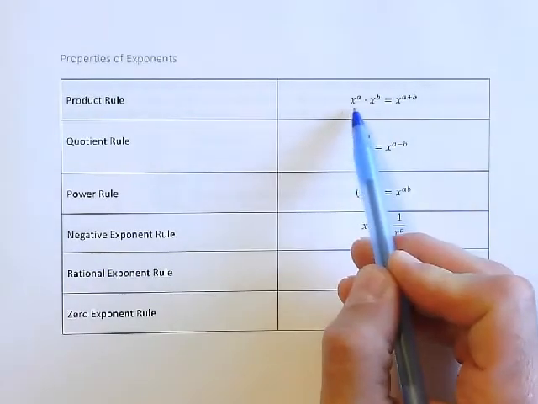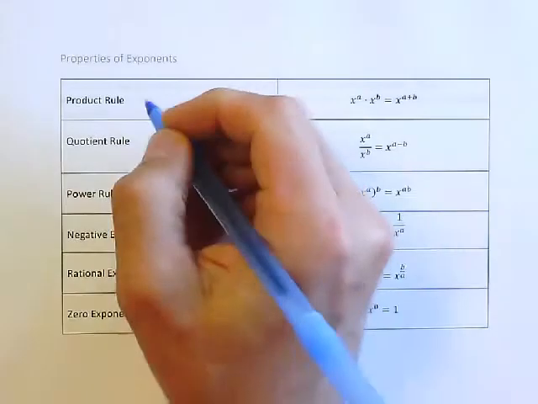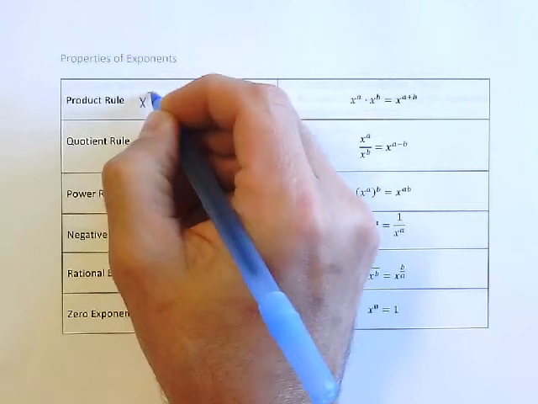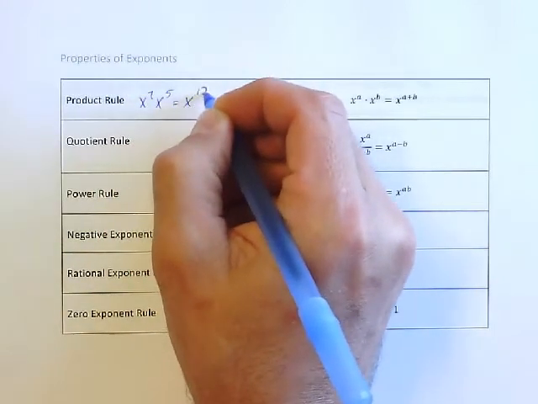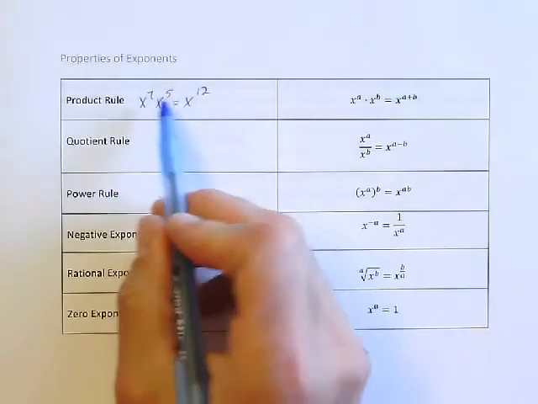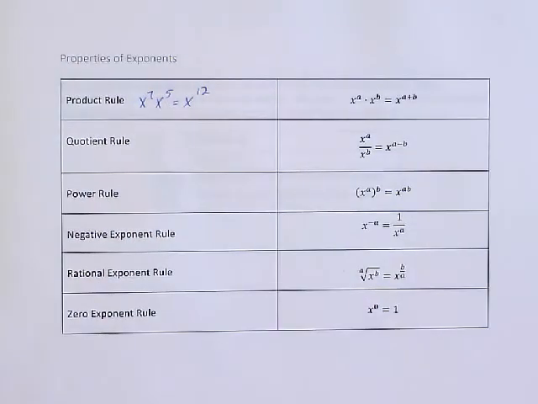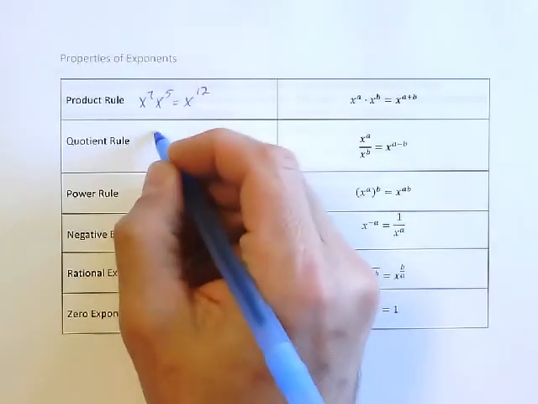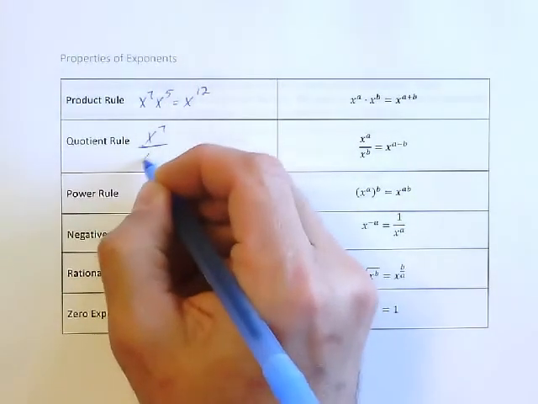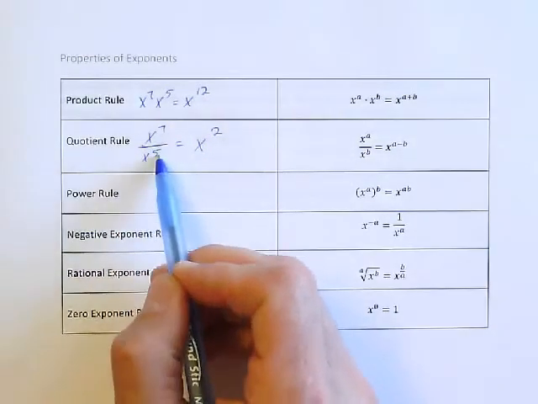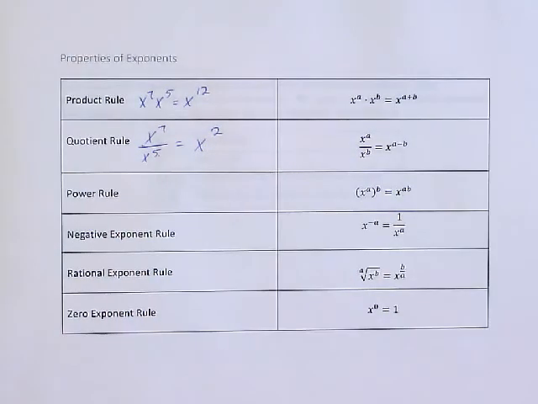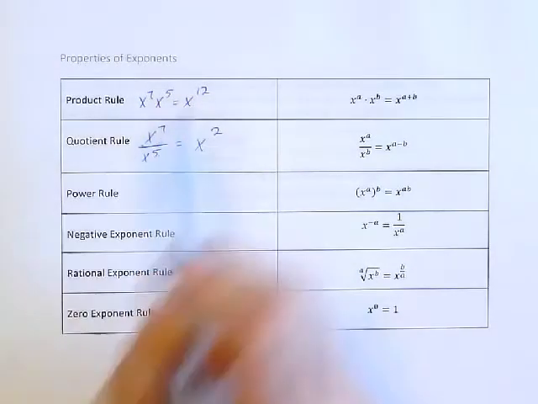So they're both x's. So if you were to have x to the 7th times x to the 5th, this would be x to the 12th. What you want to do is just add your exponents together. For your quotient rule, if you had x to the 7th over x to the 5th, this would become x squared, because 7 minus 5 is 2. Up here, 7 plus 5 is 12.